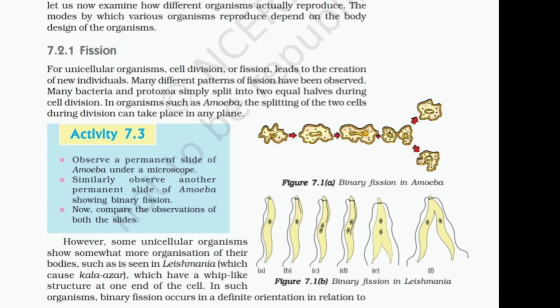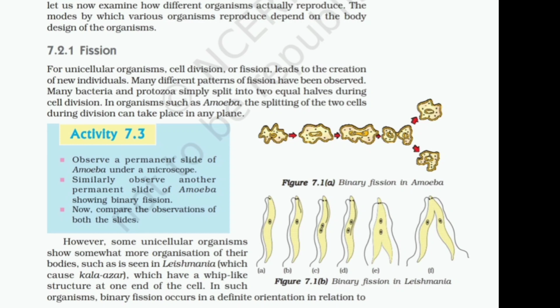Having discussed the context in which reproductive processes work, let us now examine how different organisms actually reproduce. The modes by which various organisms reproduce depend on the body design of the organisms. Fission. For unicellular organisms, cell division, or fission, leads to the creation of new individuals. Many different patterns of fission have been observed.